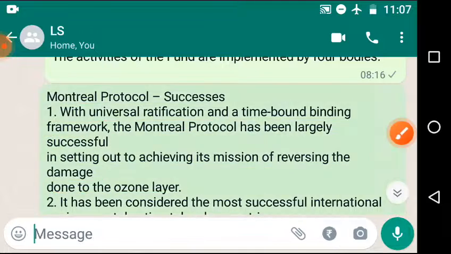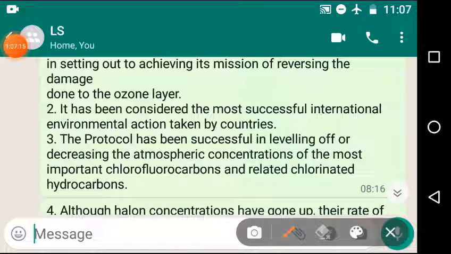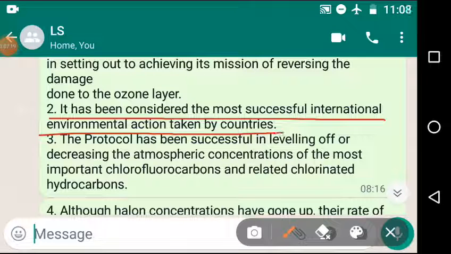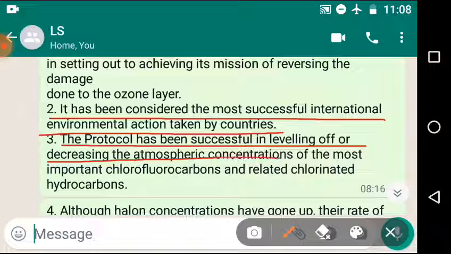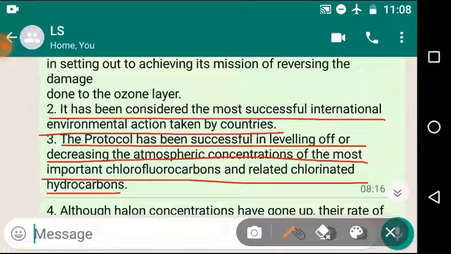Next it is saying that it has been considered the most successful international environmental action done by the countries. The protocol has been successful in leveling off or decreasing the atmospheric concentration of most of the important chlorofluorocarbons and related chlorinated hydrocarbons. So the protocol has been successful in leveling off or decreasing the atmospheric concentration of ozone depleting substances, like most of the chlorofluorocarbons have been reduced. That's quite good news that the protocol has been making this success.